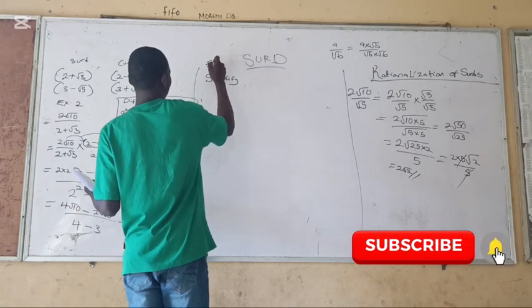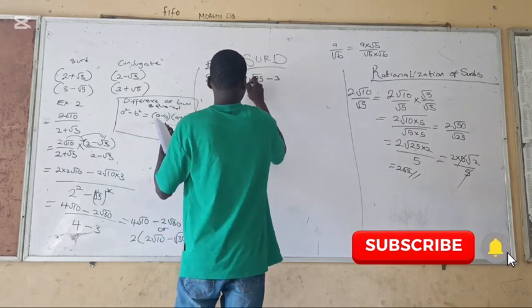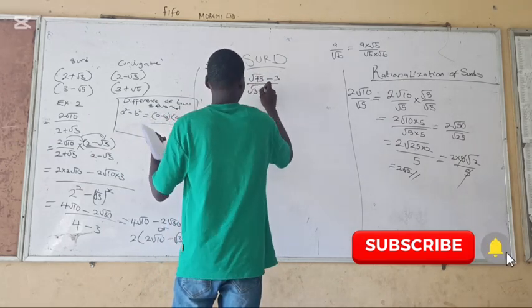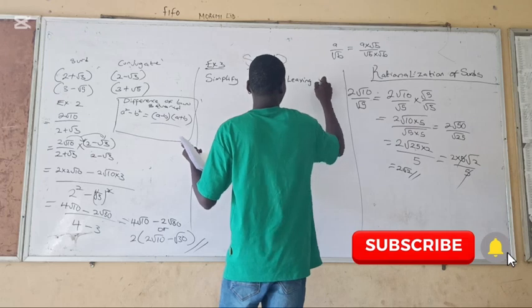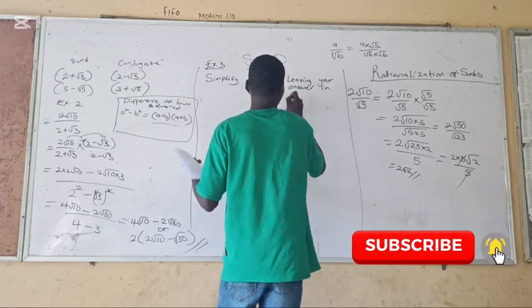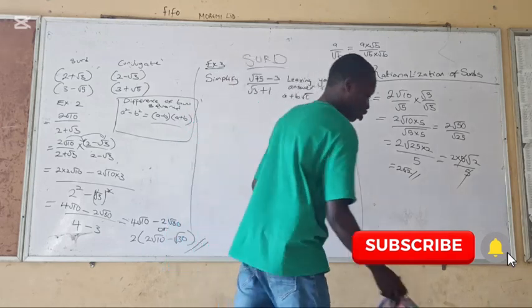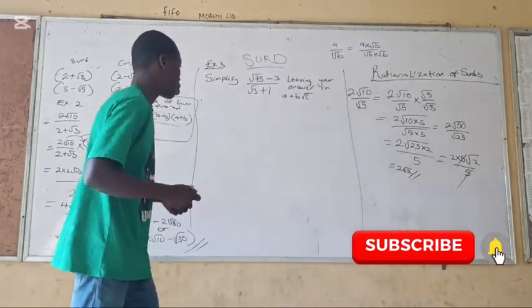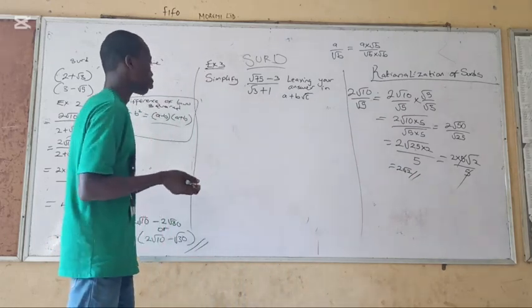You call it example 3. Simplify (root 75 minus 3) over (root 3 plus 1), leaving your answer in the form a plus b root c, where a, b, c are rational numbers. So that's how we should give our answer in this form. So now let's solve this problem.